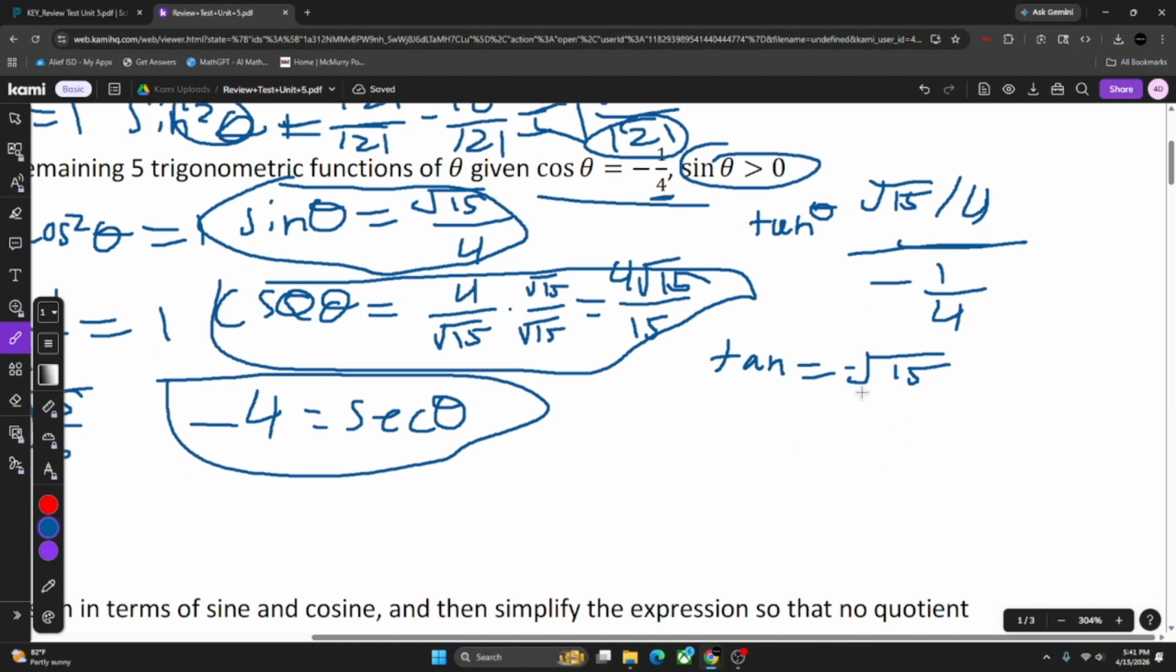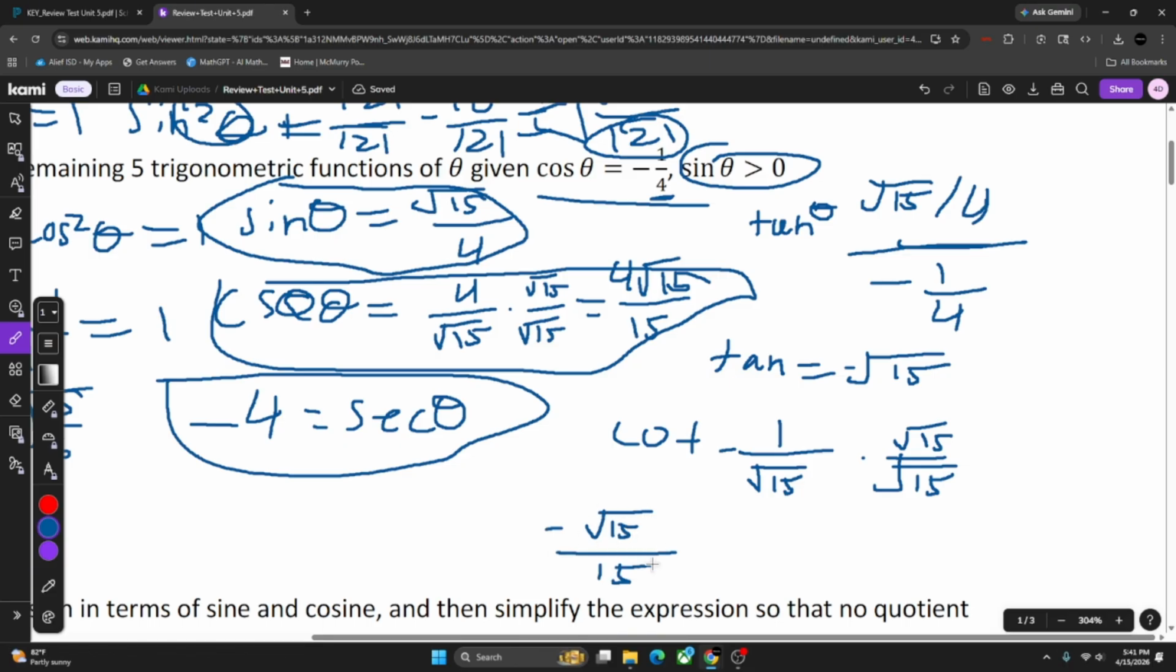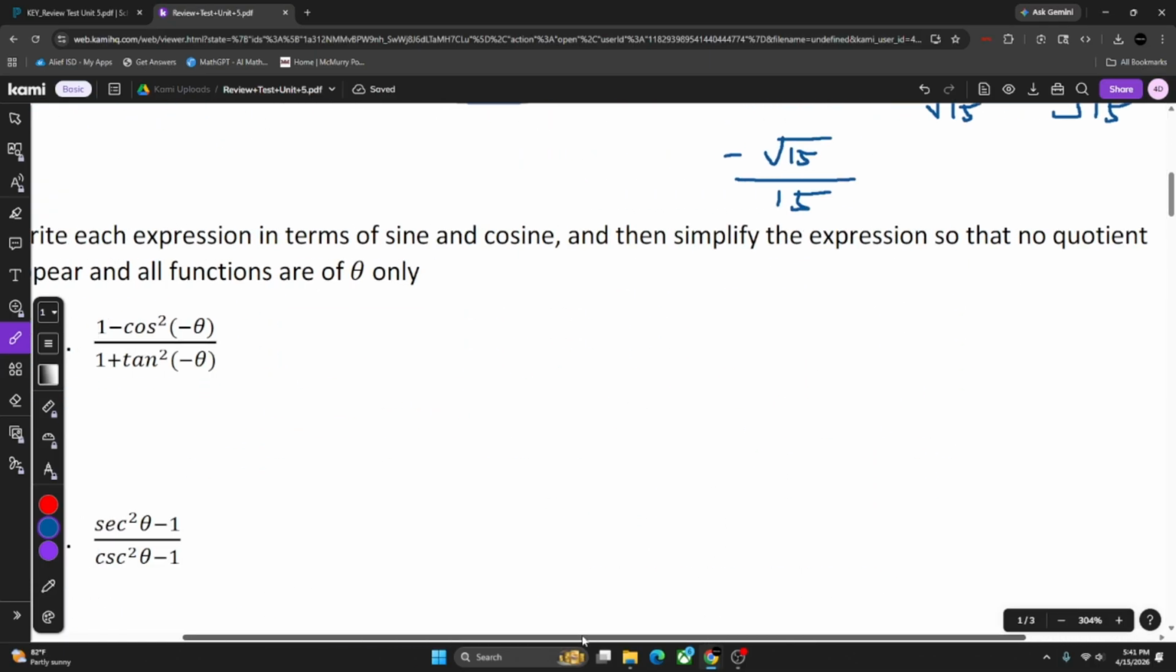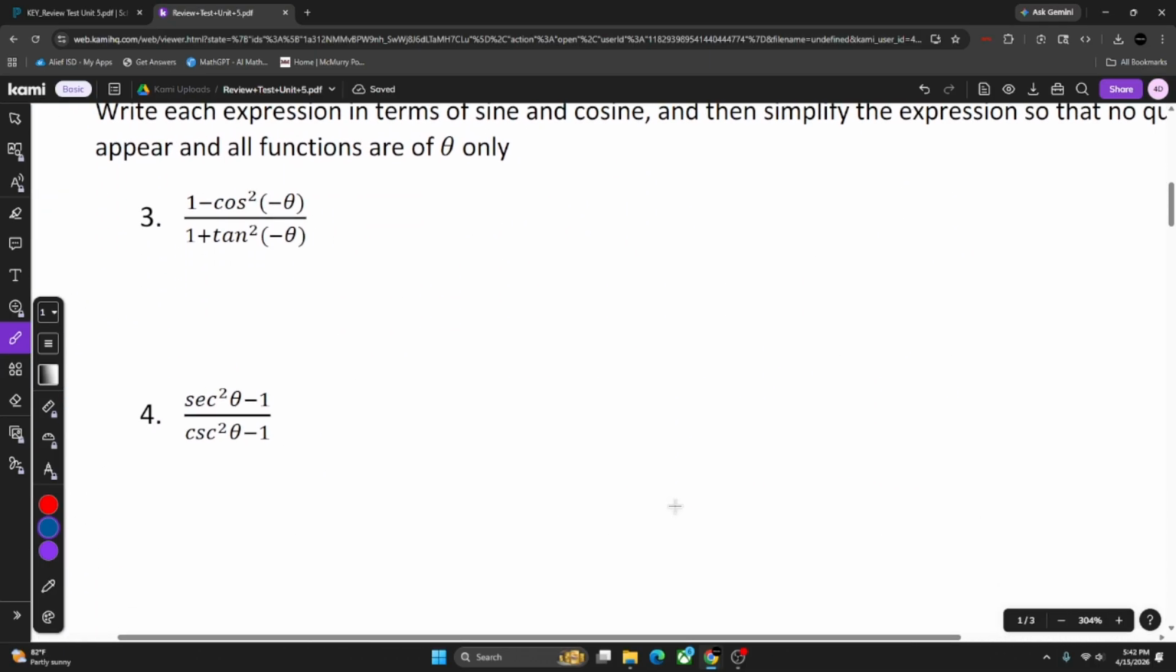And then cotangent is pretty self-explanatory. You just flip it, but you gotta rationalize it. So cotangent, okay, yep, and then the final answer would be this. I forgot why it's negative, but just trust me, it's negative. All right. Next question. Damn, this is gonna be a long video, guys.